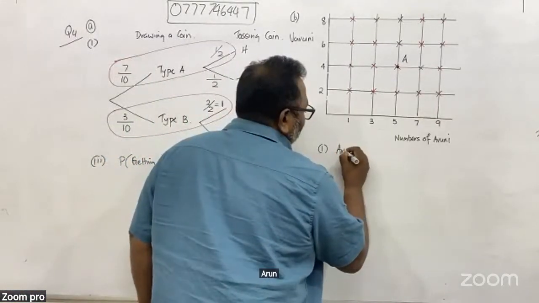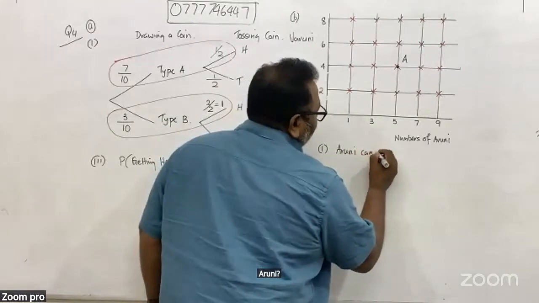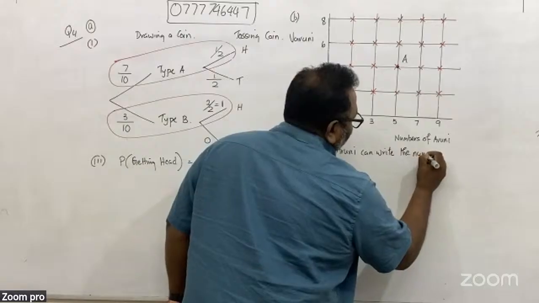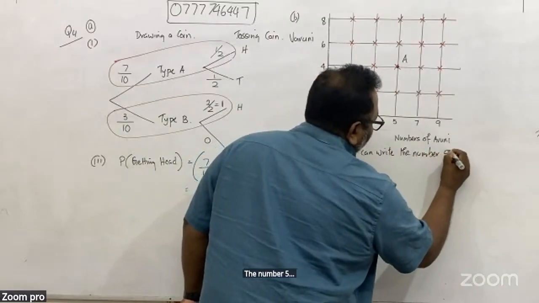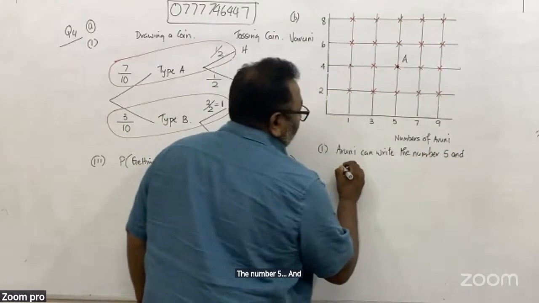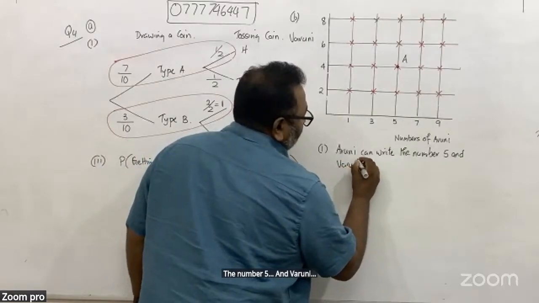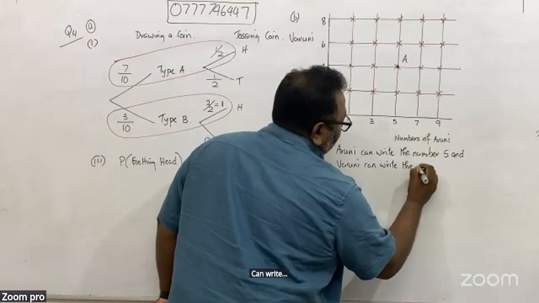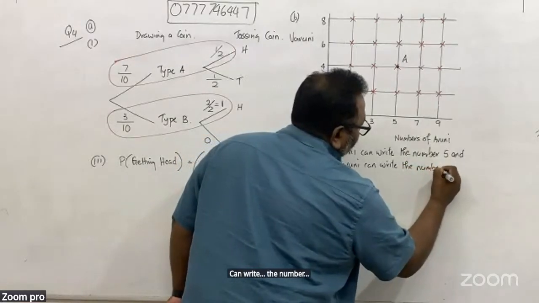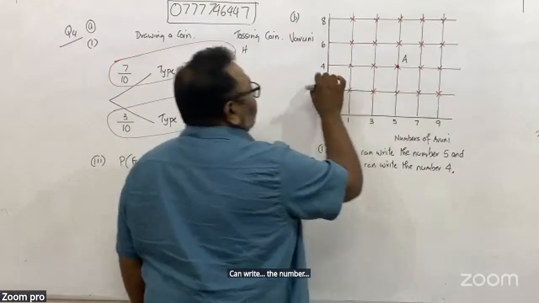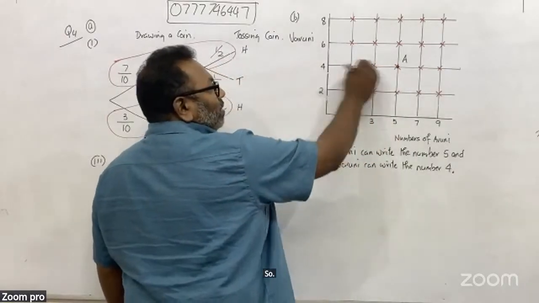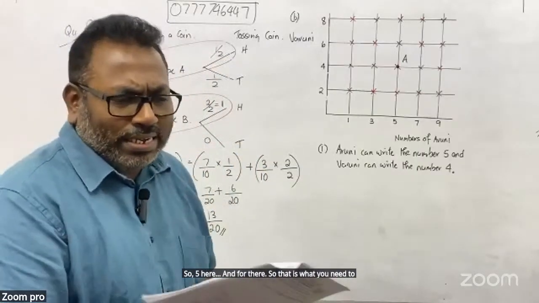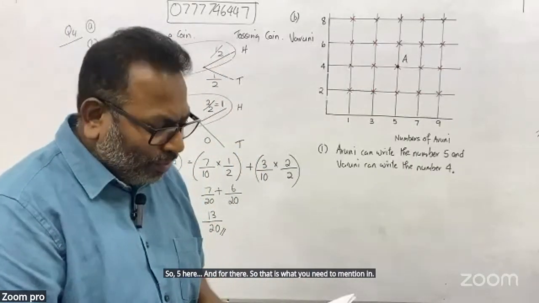Aruni can write the number 5 and Varuni can write the number 4. So 5 here and 4 there. So that is what you need to mention in words. Okay.